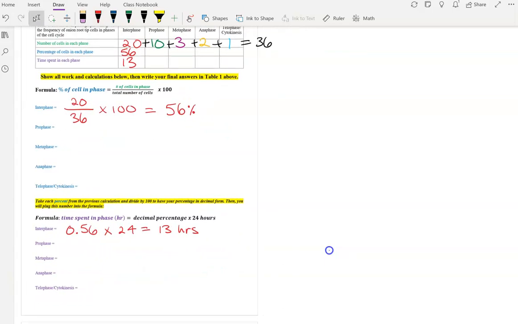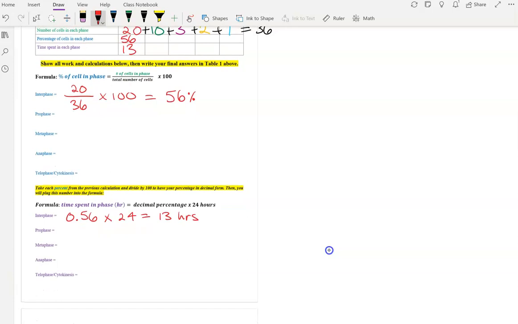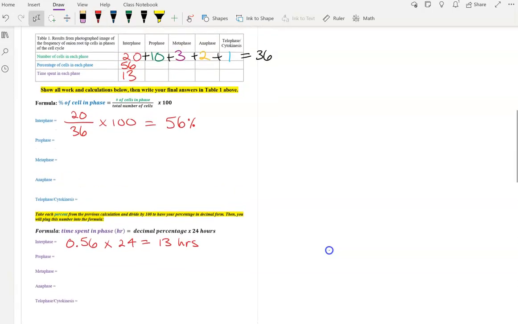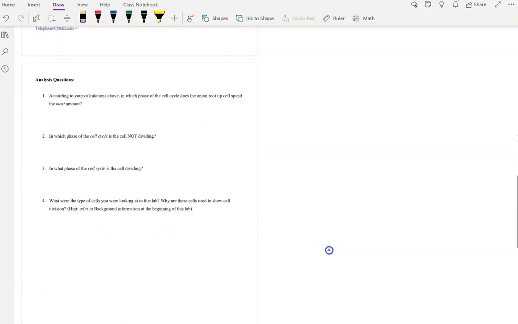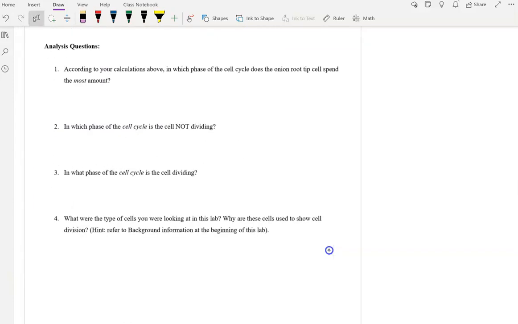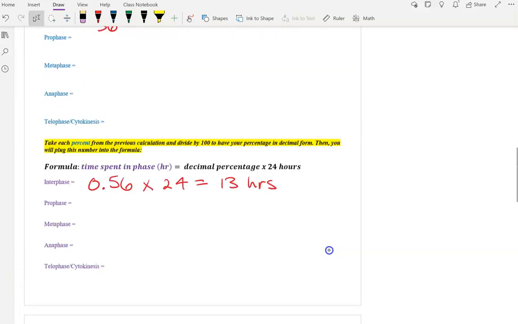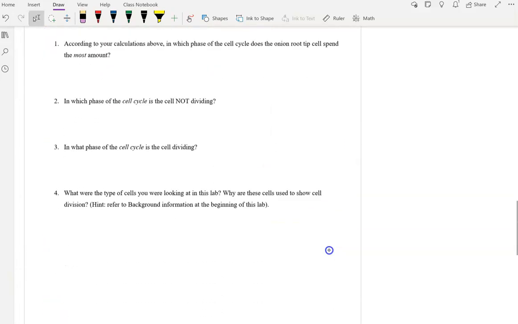So again, do that for the rest of the phases using this data here. And then again, check your numerical answers against those in the content library to make sure you did them correctly. And then these 4 questions here, you can use some of the stuff up here to help you answer those questions. These 2 you may have to look back in your notes to answer.